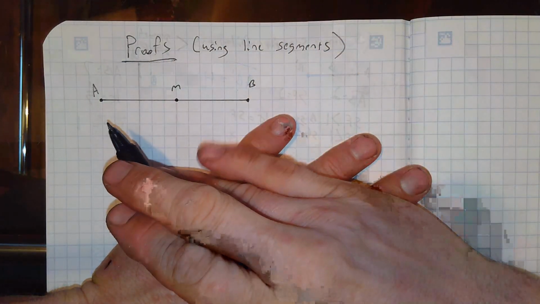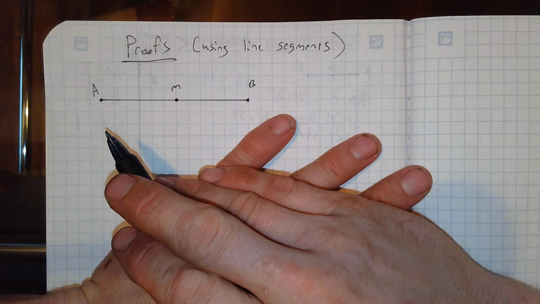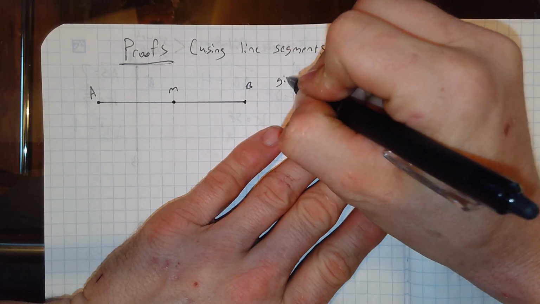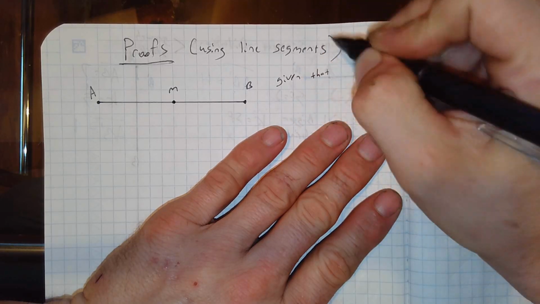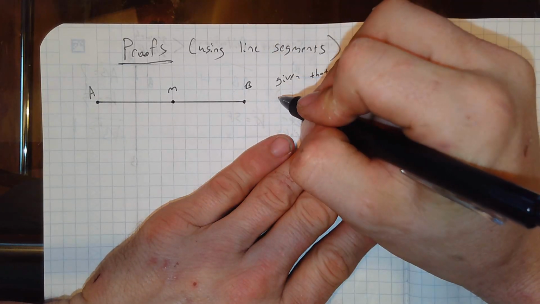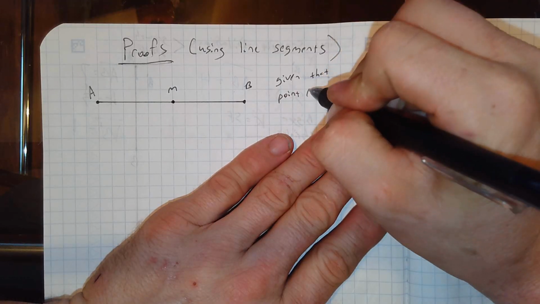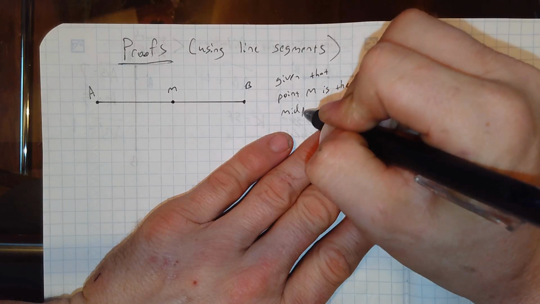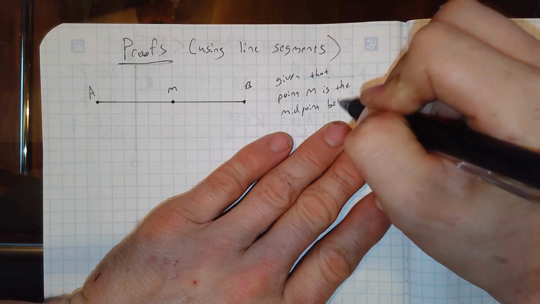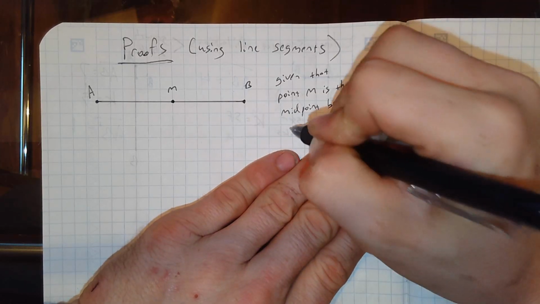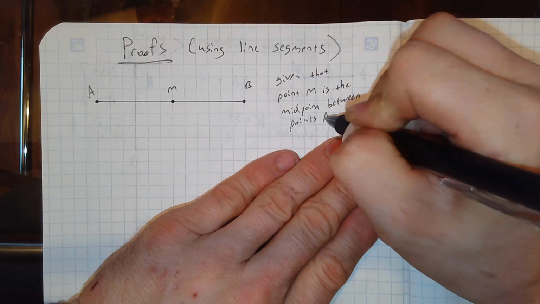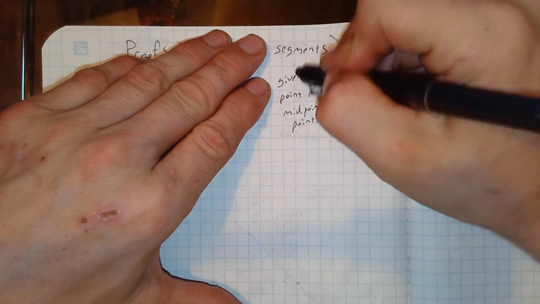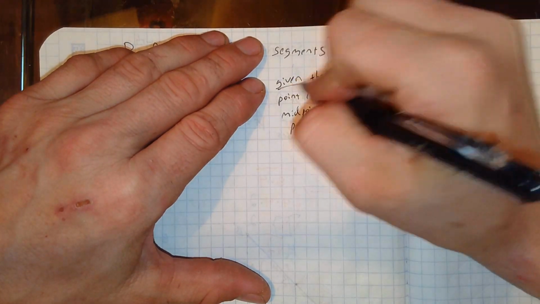Okay? So say I have this line segment, line AB. Okay? Given that point M is the midpoint between points A and B. That's a given, all right? This is something that will always go into your proof, is your givens.